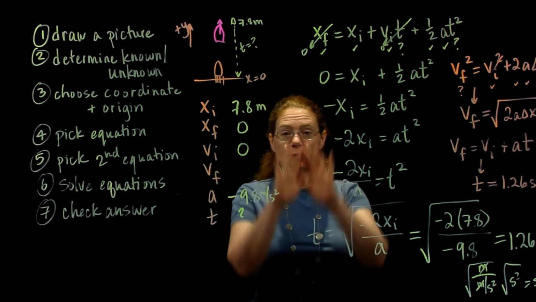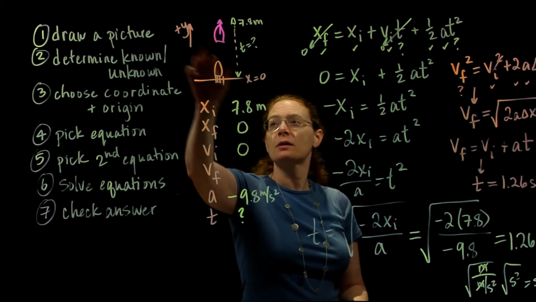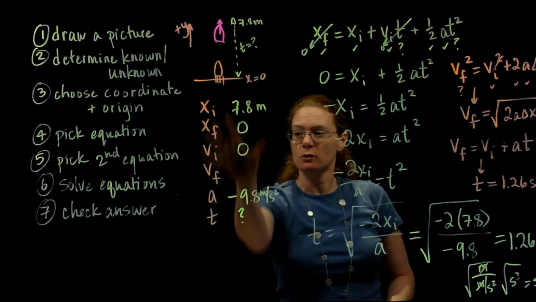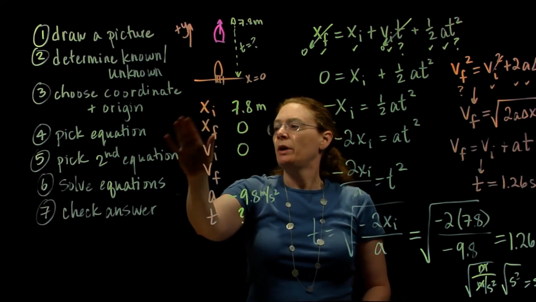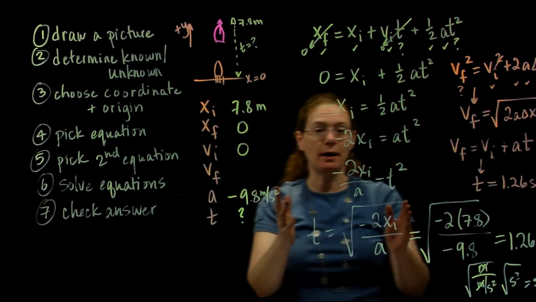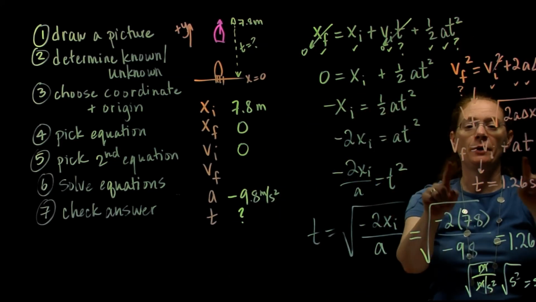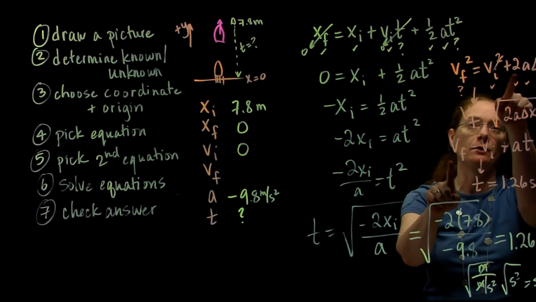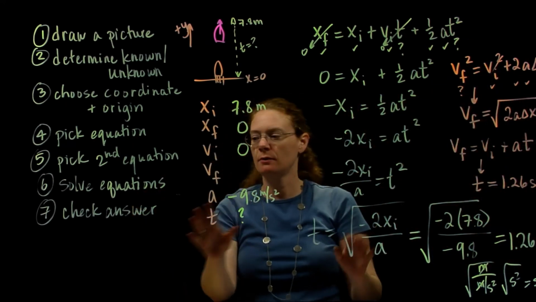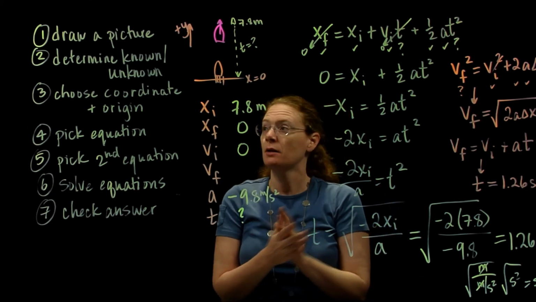All right, so this is the general process for solving kinematics problems. We draw a picture. We include our coordinate system and our origin. We determine our knowns and unknowns by using this chart of 6 variables. We find an equation that has what we want in it. Sometimes you can solve it by picking a second equation. So here, if I use this equation, I need V final, and I can get V final from this equation. So that would be a process where you use the second equation, solve the equations, and check your answer: units, reasonableness. Did you answer the question? So that's the general process.